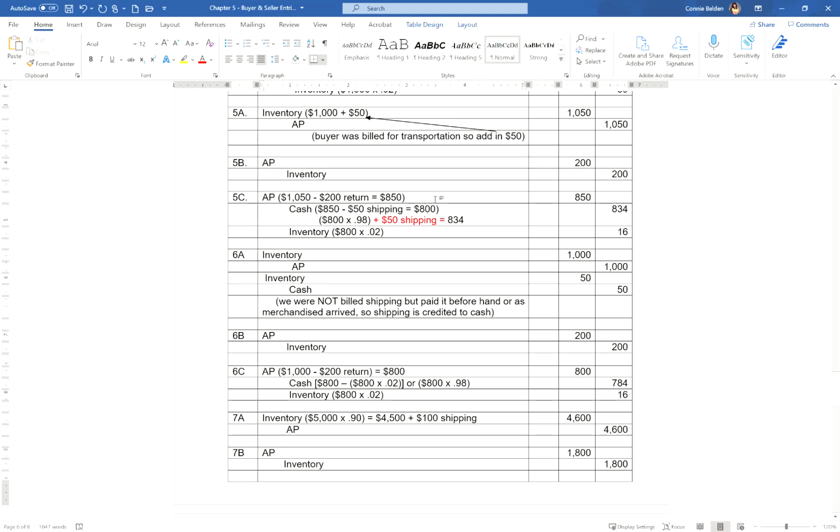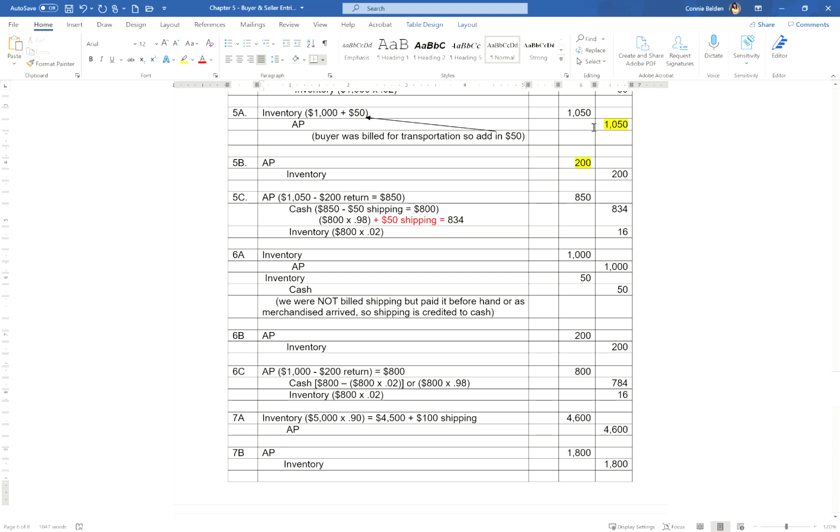Okay, so in 5C, when it comes time to pay off what we owe, let's take a look at accounts payable. So we have an increase, a credit to accounts payable for $1,050. Remember, 50 of that is shipping. We have a return, or a debit, to accounts payable for $200. So shipping is part of the accounts payable. It's just not eligible for the discount.